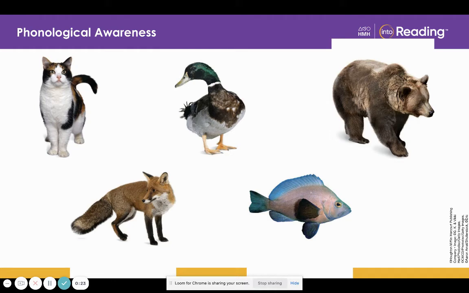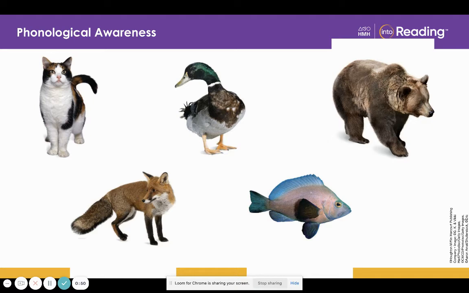Listen to this word, fish. Break fish into two parts, the beginning sound, f, and the ending part, ish. Listen. Fish. F-ish. I will say the name of an animal, and you will break it into the two parts, the beginning sound and the ending part. Ready to get started?